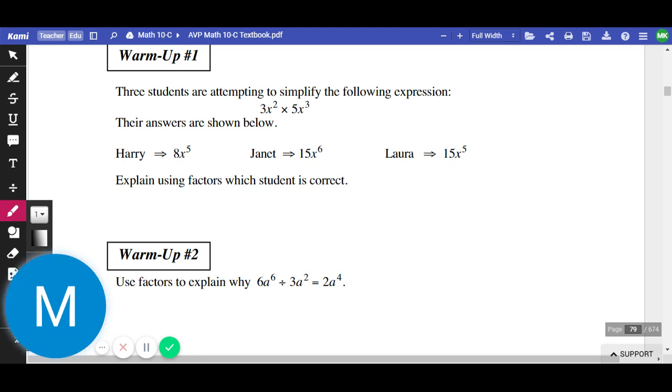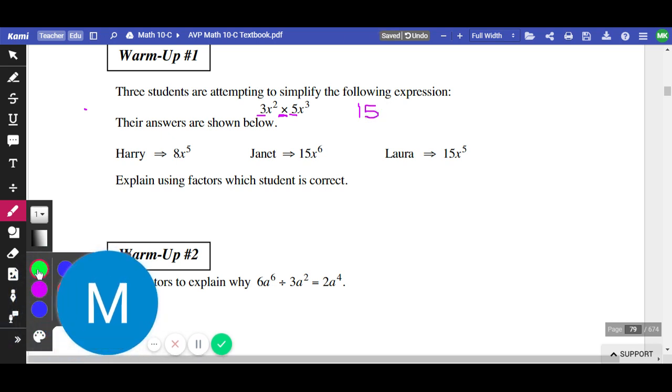What that means is that if you're multiplying, which is what we're doing, numbers multiply with numbers and variables multiply with variables. For me, the numbers are 3 and 5. So 3 times 5 would be 15. Numbers go with numbers. Awesome. Then letters go with letters.